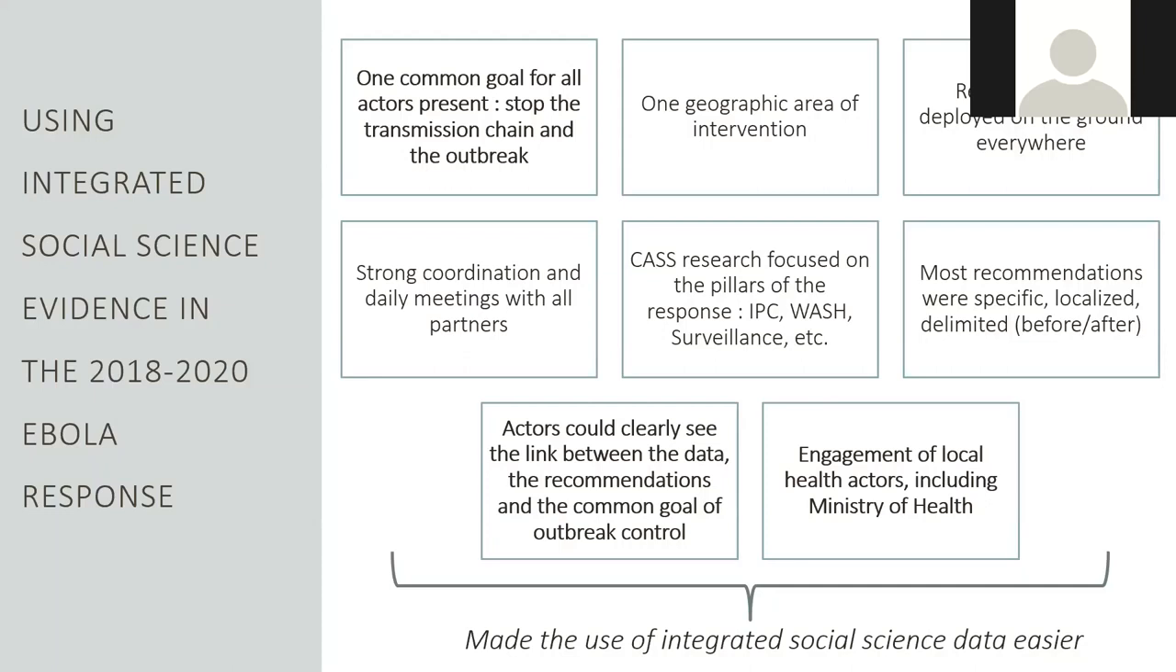So the Ebola response, a few elements of context. First of all, in the Ebola response between 2018 and 2020, all the actors present had one very strong common goal, and that was to stop the transmission chain and to stop the outbreak. And the area was specific and delimited. That was North Kivu and Ituri. And you had response teams deployed on the ground everywhere. You had a relatively strong coordination with daily meetings with all the partners that were sharing the information.